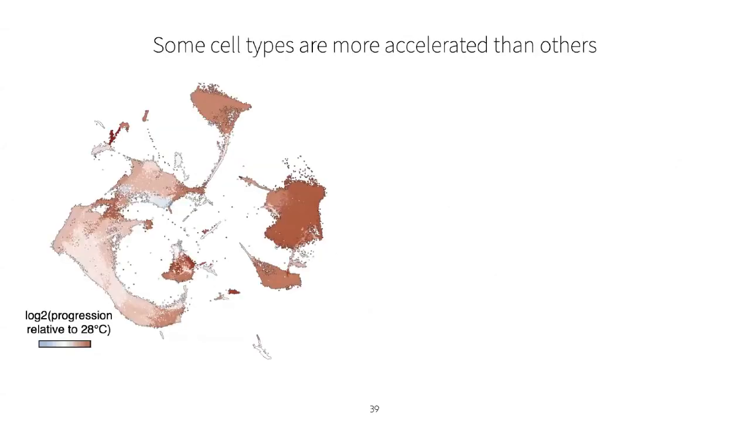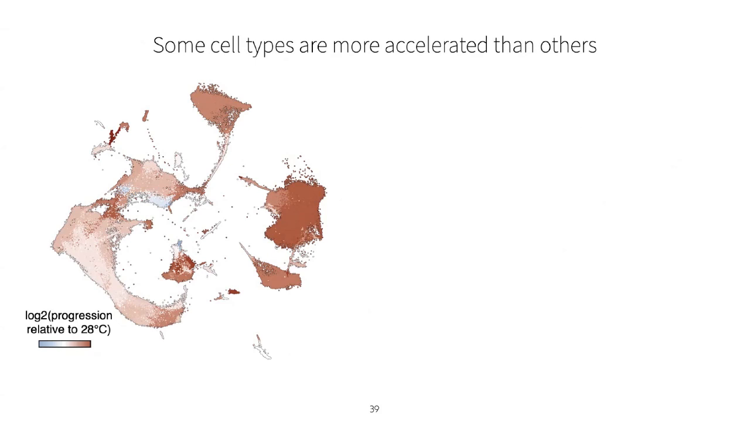Now, it's true that dialing up the temperature accelerates development, but that's not to say that all the cell types are affected equally. Some cell types are more accelerated than others in their development. And we learned this by looking at the transcriptomes of cells from hot water embryos and comparing them to transcriptionally similar cells from embryos in reference temperature water, and then just looking at the difference in actual age.